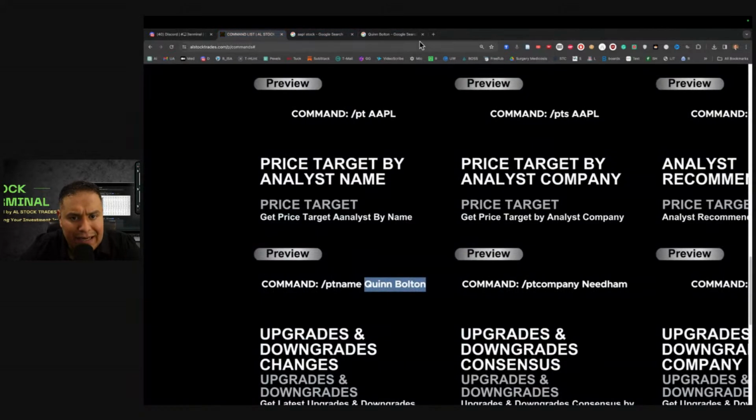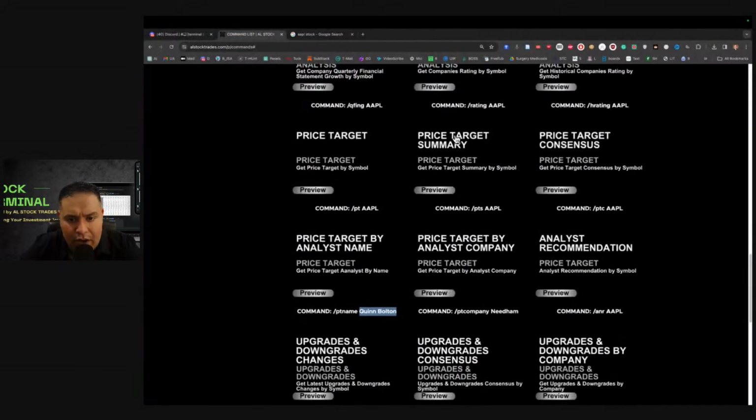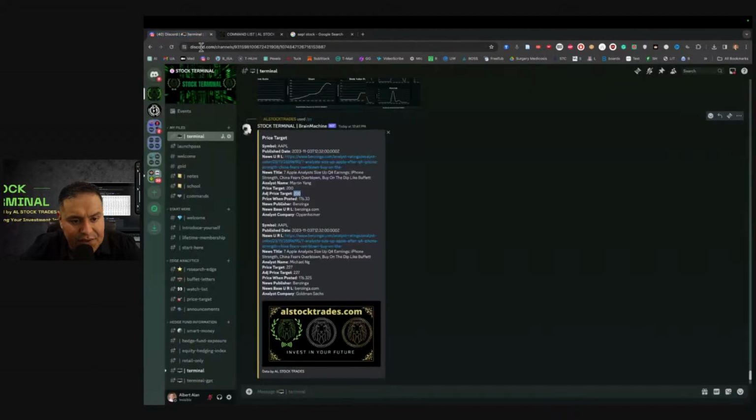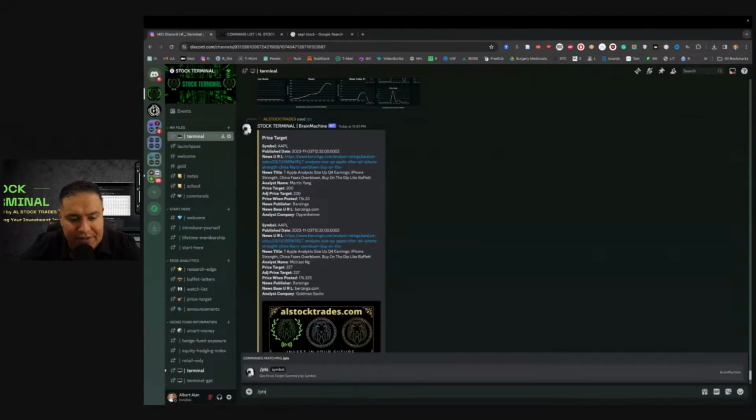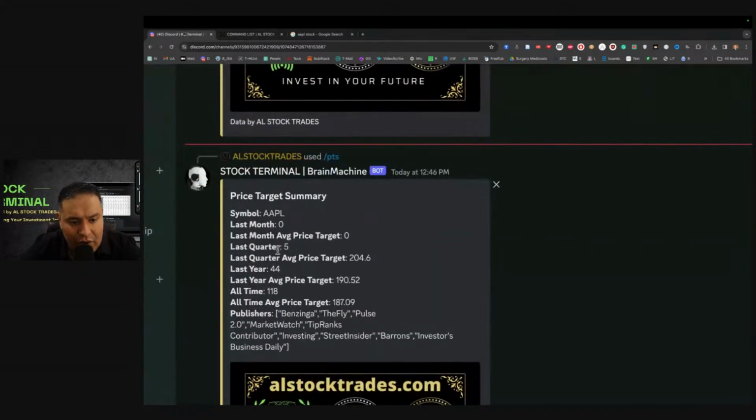But again, let's just go ahead and get to what we promised here. So here's another command, PTS. If you type in /PTS Apple, you can show the last 5 quarters. We got a price target of 204 and the average is 190 last year. So you can see the price targets are increasing.